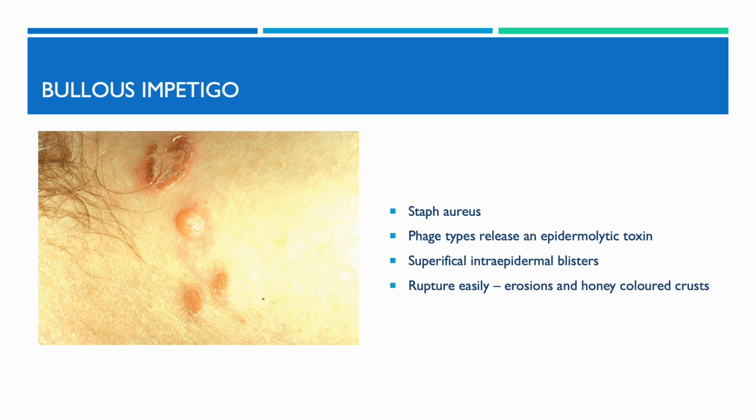Here's a fairly typical example of bullous impetigo. This is a staphylococcal infection, but the infection is caused by a phage-type Staph aureus which releases an epidermolytic toxin. This produces superficial intraepidermal blistering just below the granular layer. So the blisters develop, but because they're so superficial, they rupture relatively easily, resulting in erosions which are often covered with honey-coloured crusts.